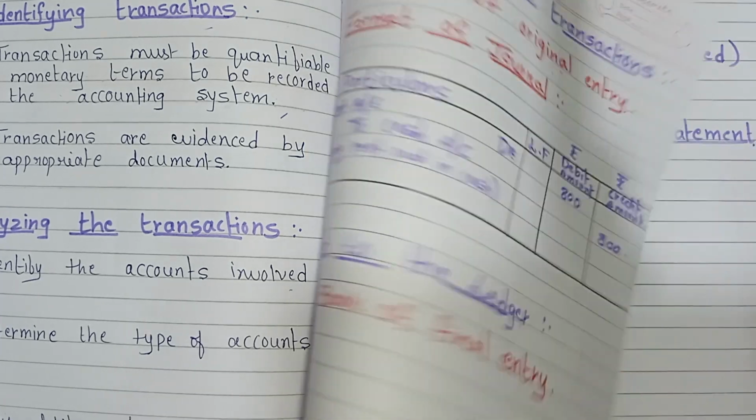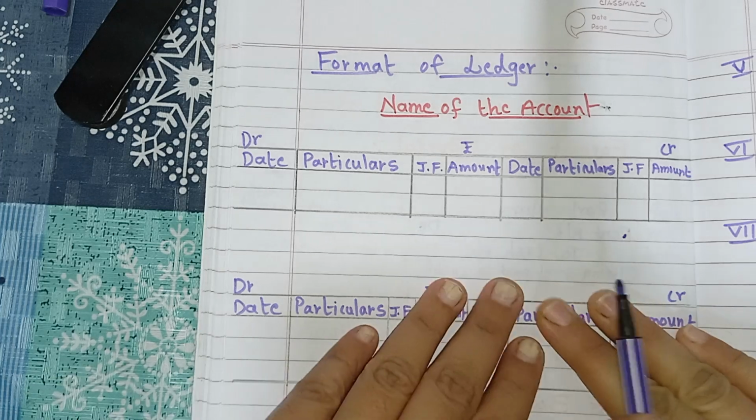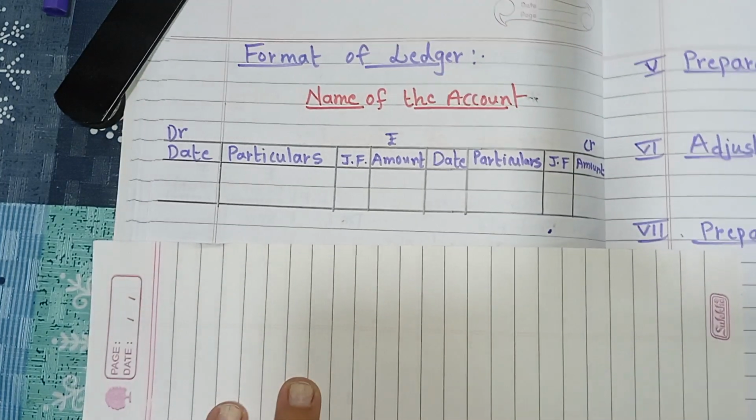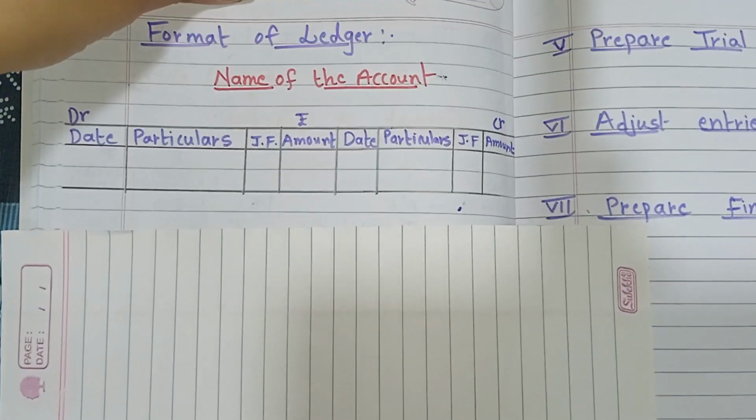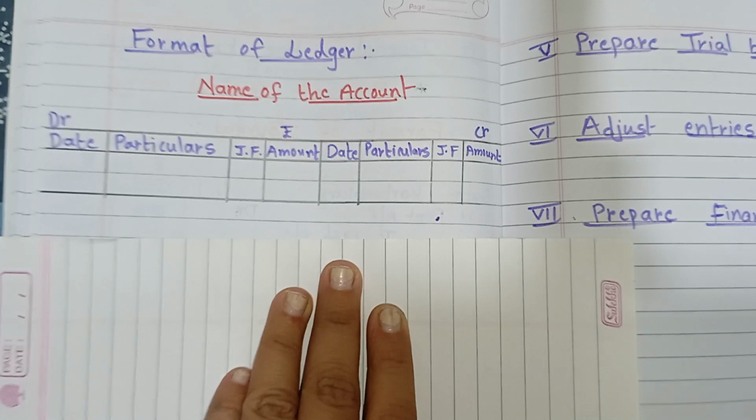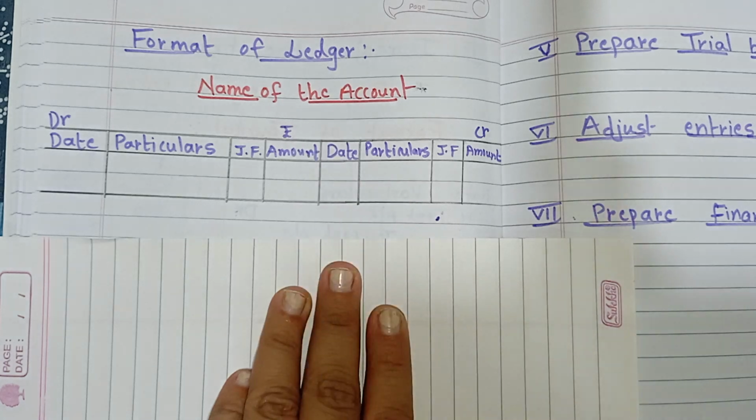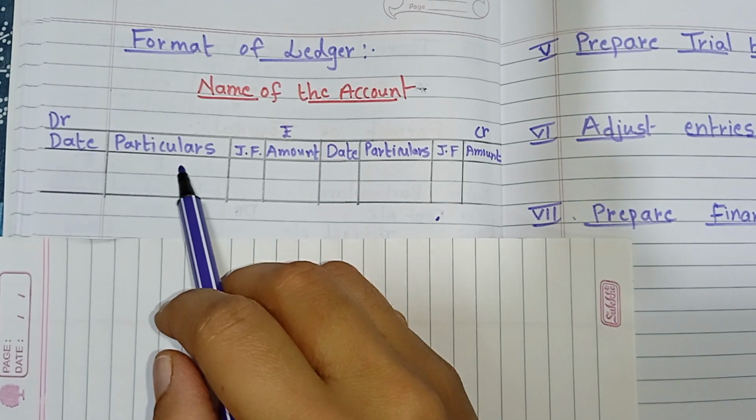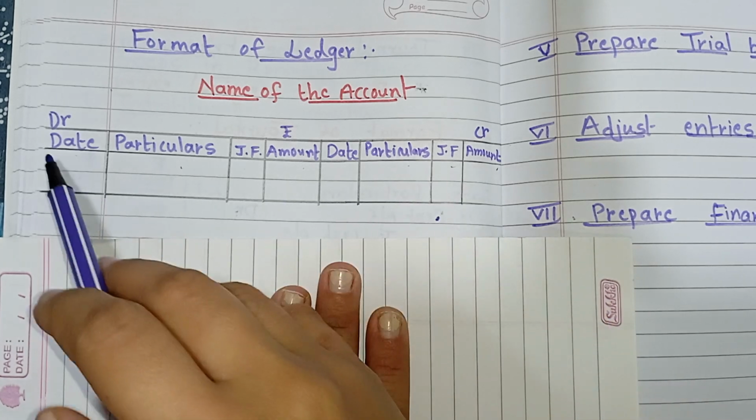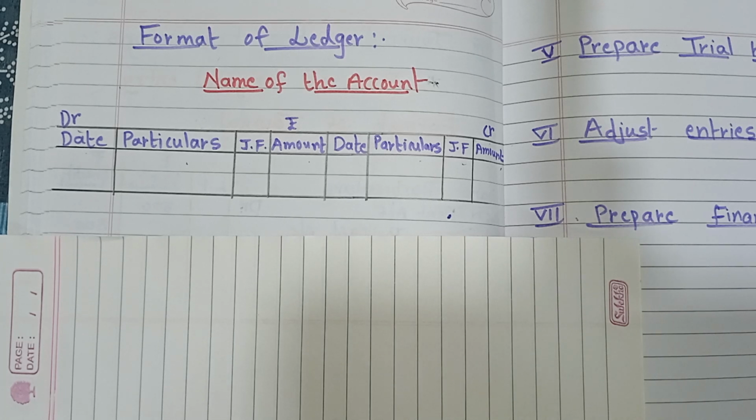Fine. So now we will see the format of the ledger. This is the format of the ledger. First, date, particulars, JF, amount, date, particulars, JF, amount. Here debit, here we need to write the credit. Now we will learn one by one.